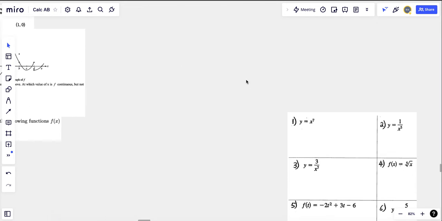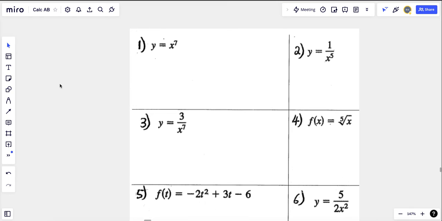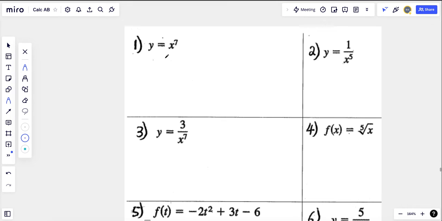Okay, let's start with d6. Okay, for the first one, y prime is a notation for the derivative. You can also write dy over dx instead of y prime here. So if you take the derivative of this, you would just use power rule.